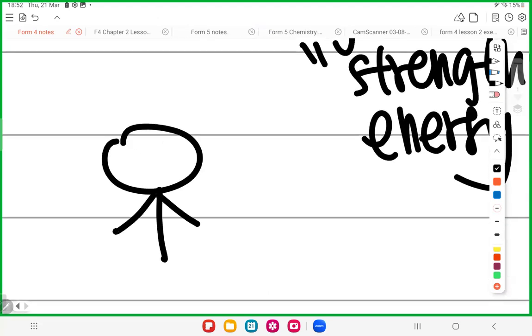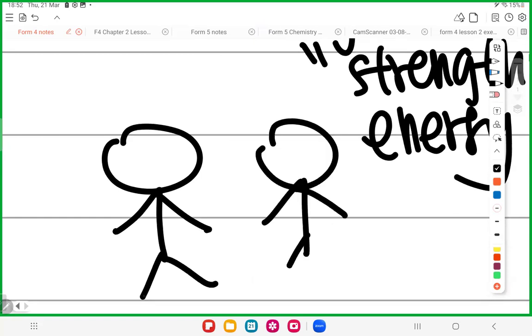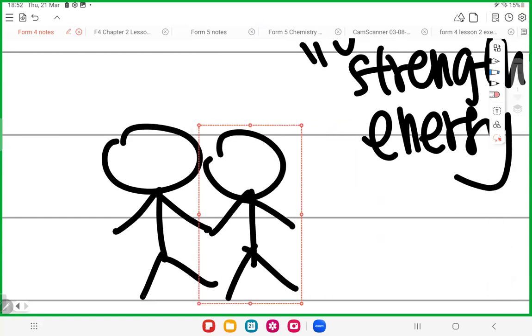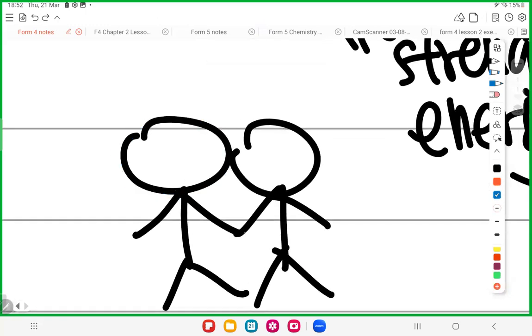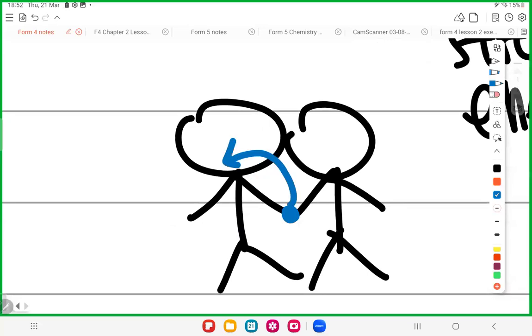This is me. This is you. I hold your hand. You hold my hand. When we are holding hands, I got energy. So holding hands, I have extra energy. So the energy is given to me. When you hold my hand, I got extra energy given to me.